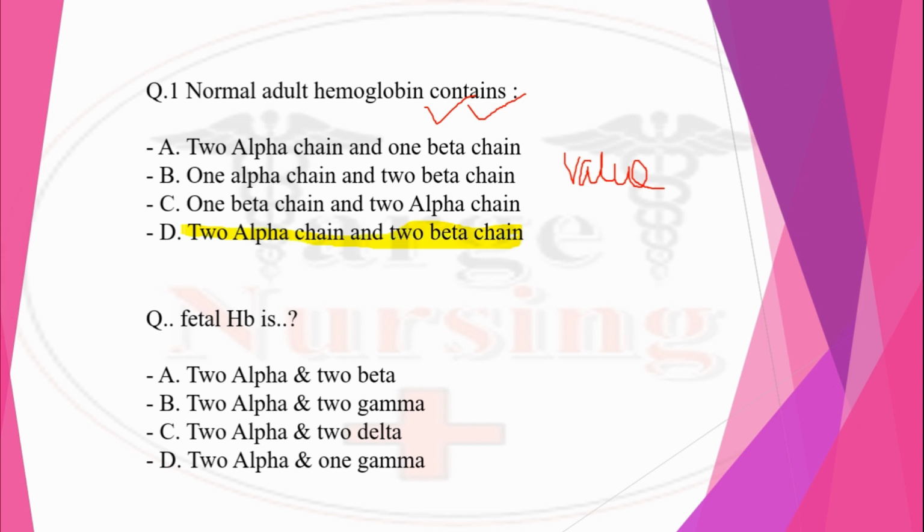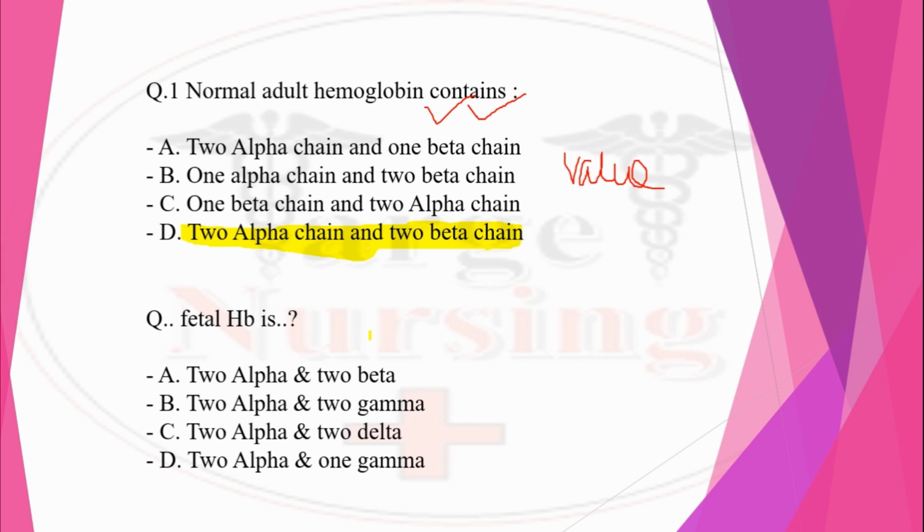Hemoglobin has 2 alpha and 2 beta chains in a normal adult. Then the next question is: fetal HB is. Here too, what is asked is fetal hemoglobin contains. There are no values given here; the options are in alpha and beta.